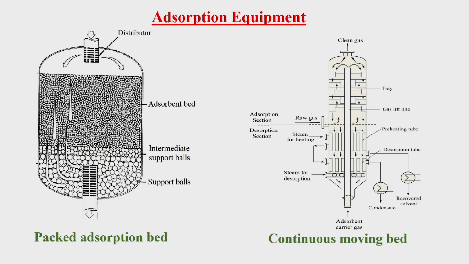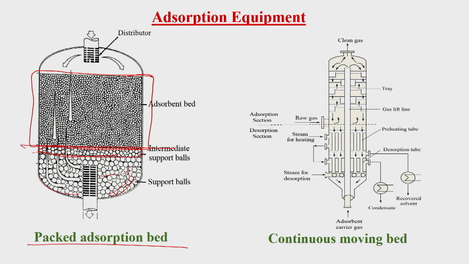Now, we have the adsorption equipment, the widely used packed adsorption bed, which is a batch process. Suppose the adsorbent bed is placed in between two perforated supports, and there are some support balls just below the perforated support, and the entire part is filled with the support balls.